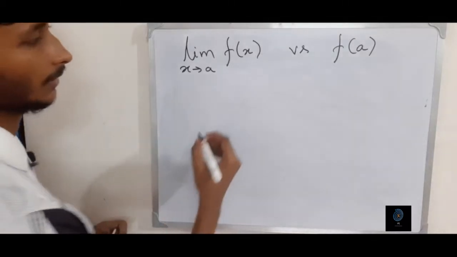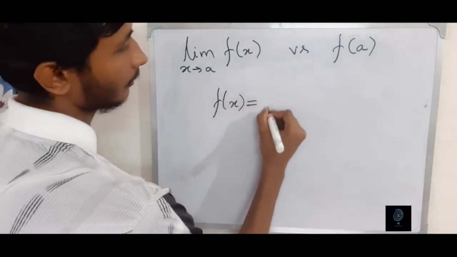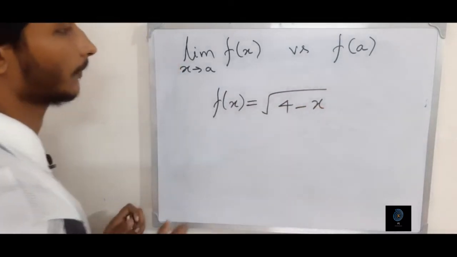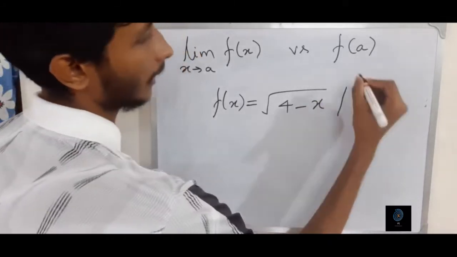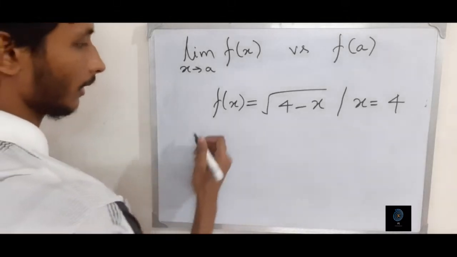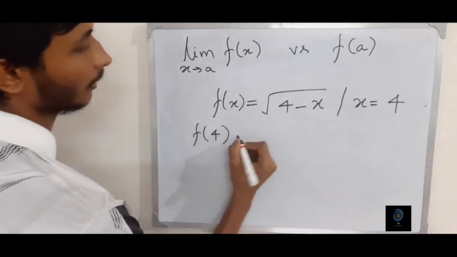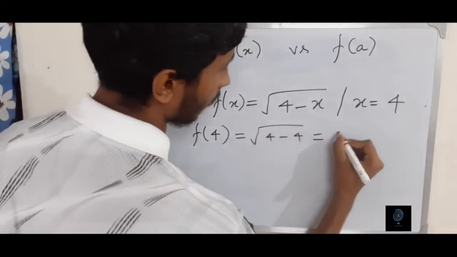Let us take a function, say f(x) equal to root over 4 minus x. Through examples your concept will be more clear, and we compute the limiting value and the actual value at x equal to 4. Now if we try to compute the actual value, that is f(4), then we can easily do that. That is root over 4 minus 4 equal to 0.